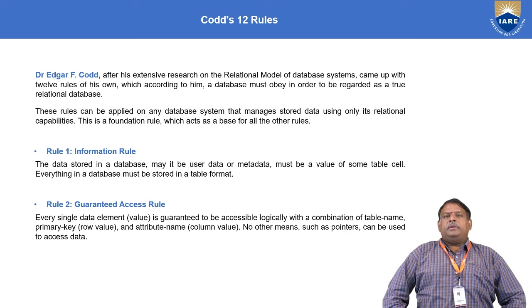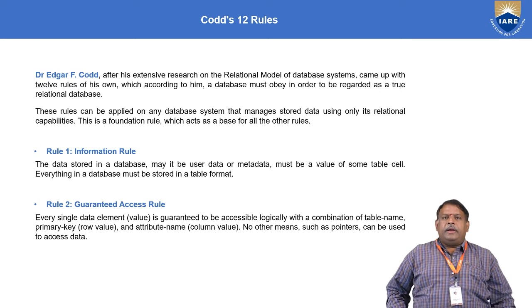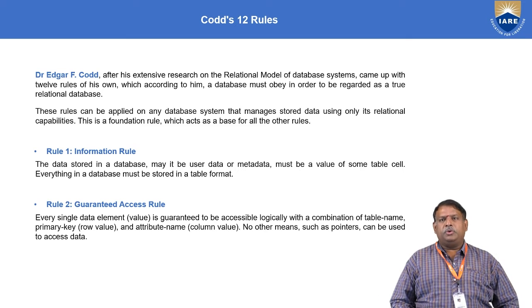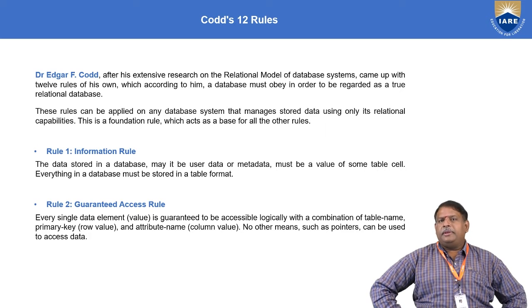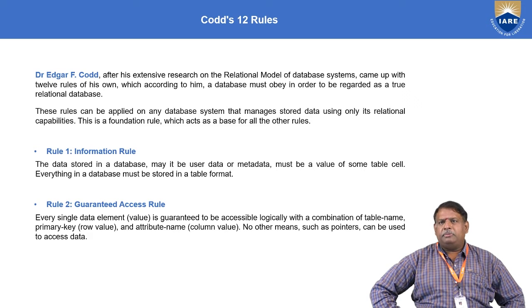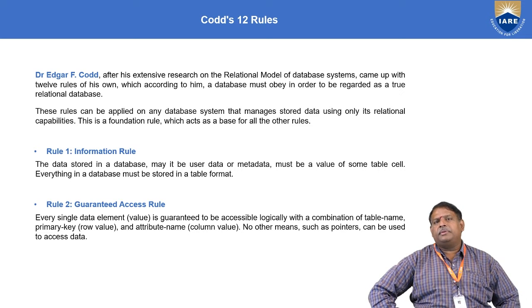Okay, the first rule is the information rule. That is, the data stored in the database, maybe it is user data or metadata, must be a value of some table cell. Everything in a database must be stored in table format. So any data must be stored in the table, and any data corresponding in that table should be in a cell. That is the first, the information rule.